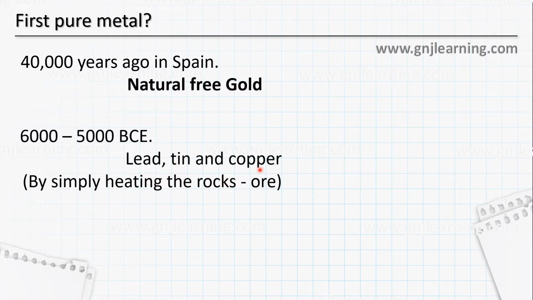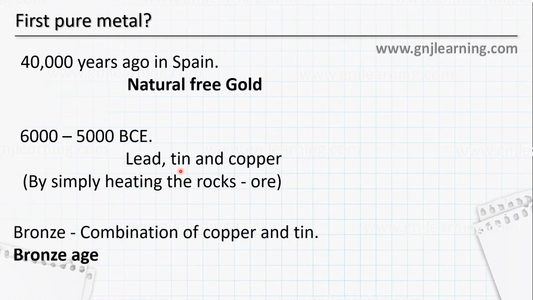They did this by just heating the rocks, or what we call ore. Ore is some type of mineral from which we are able to extract metals. So metal containing minerals are called ore, or ores are the substances from where we can extract metals.